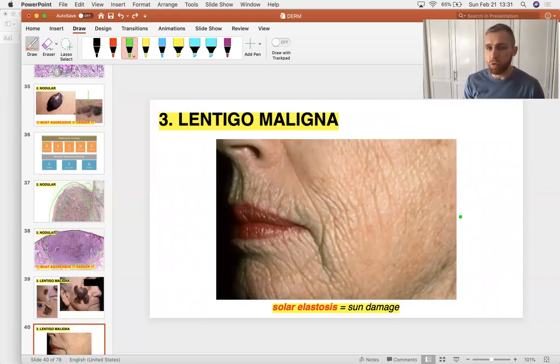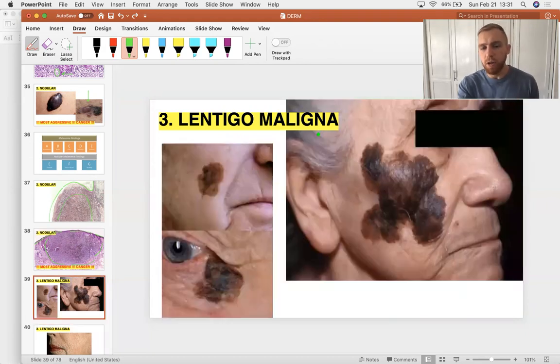You'll see creases and wrinkles on your face. So that is solar elastosis, loss of the elasticity of the skin, its ability to snap back into place after being deformed. So that's what you would see concurrently or as a precursor to a patient with Lentigo maligna. Here's what Lentigo maligna looks like.